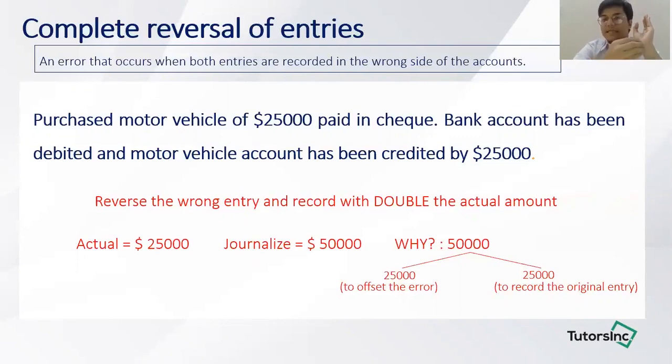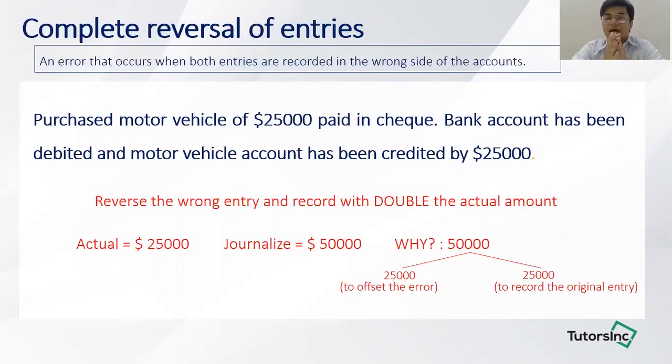So while correcting it, if we enter $25,000 on the credit side of the bank account, then this will not correct the entry totally. Why? Because this $25,000 will only offset the $25,000 that's on the debit side of the bank account. But if we enter $50,000 on the credit side of the bank account, then half of it will first offset the $25,000 that we have on the debit side of the bank account. And the rest will be in order to make sure that the real original entry has been entered for the transaction that has taken place.